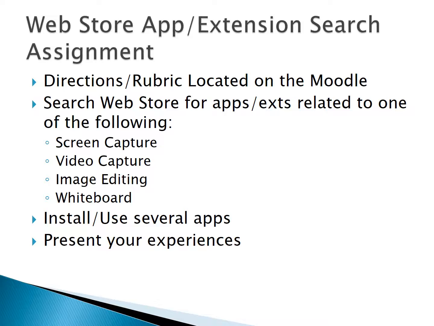But essentially the assignment is to search the web store for apps and extensions related to one of the following 4. So you're going to be searching for screen capture capability, video capture capability, image editing, or whiteboards. And you don't need to do all 4. You can pick one. You can kind of explore around the different ones and decide which one you want to focus on. And then you're going to install and use a couple of the apps that are related to that particular topic.